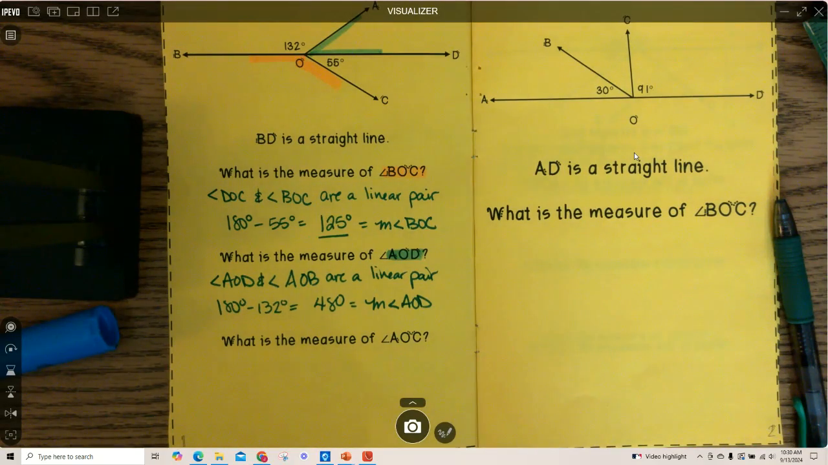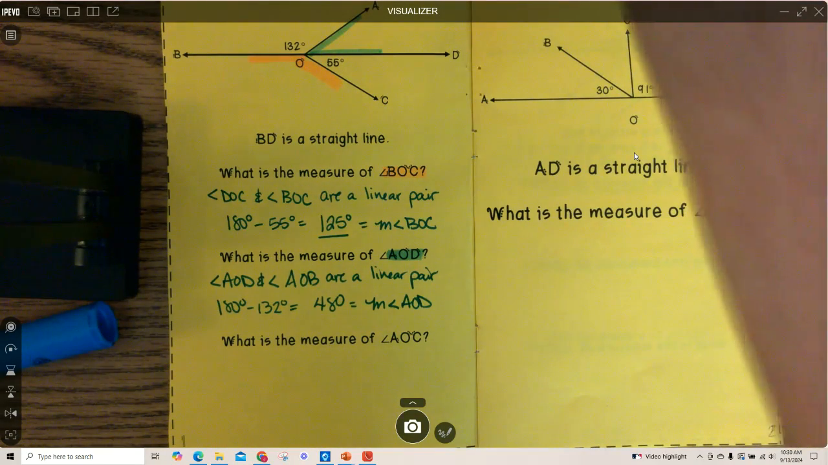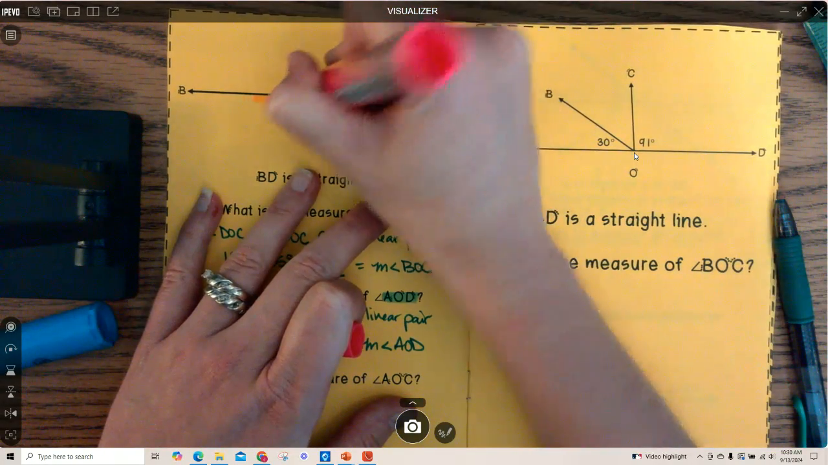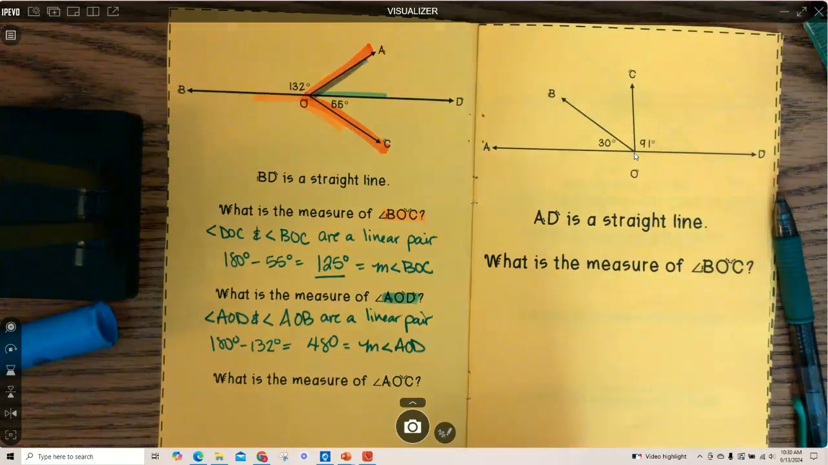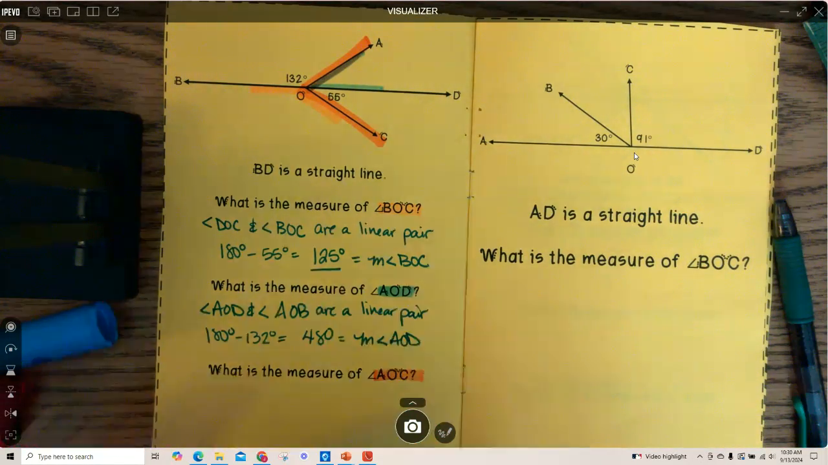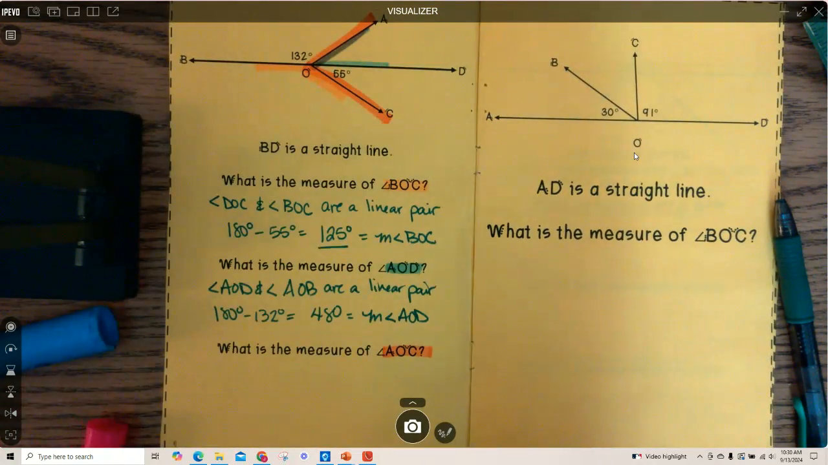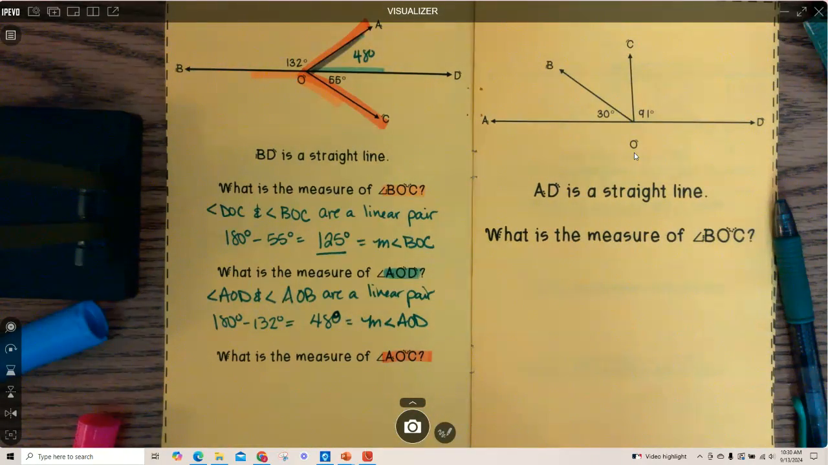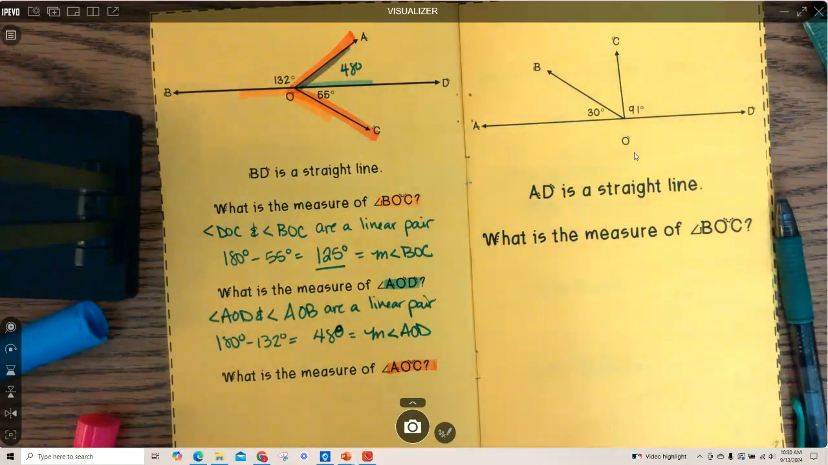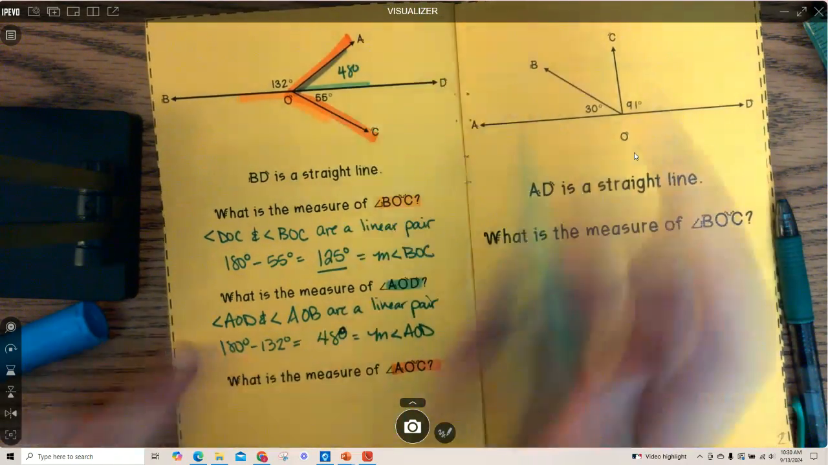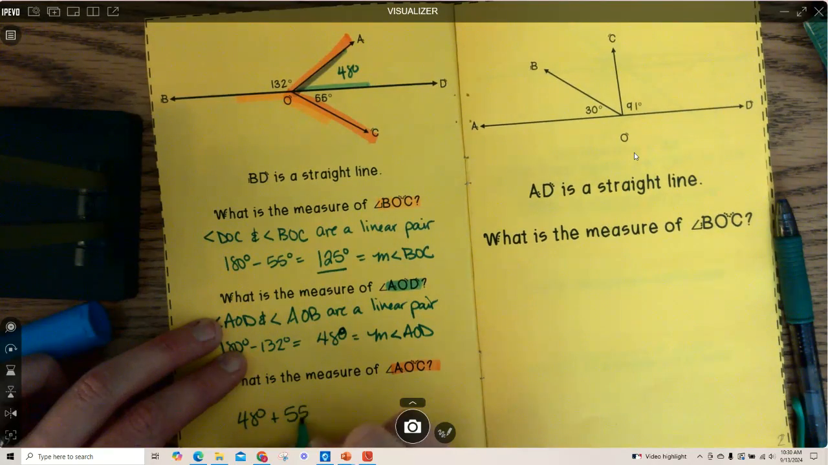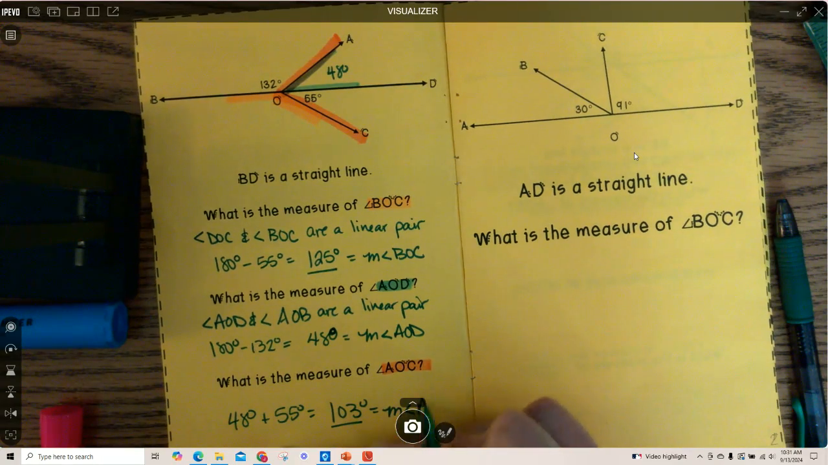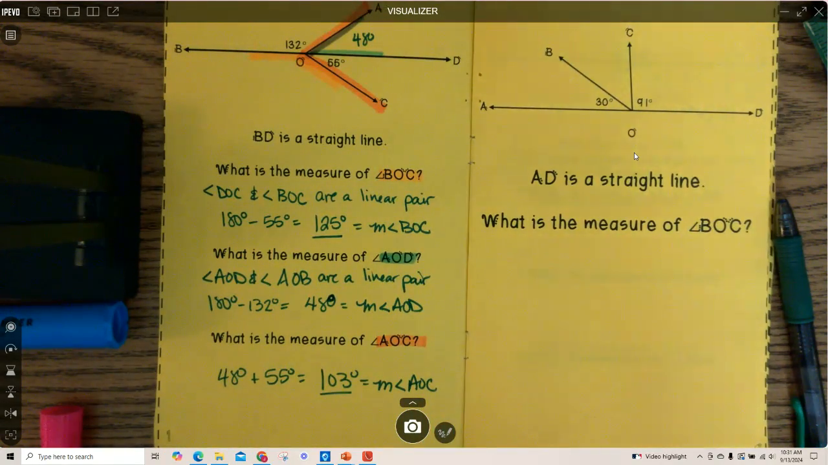All right, and then what's the measure of AOC? So this one, AOC. So that's that angle there. So we know what this one is. AOD is 48 degrees. Sorry, that degree sign looks a little wonky there. And so AOC would be adding those two together. 48 degrees plus 55 degrees equals 103 degrees. And that equals the measure of angle AOC. So you just kind of have to work your way through it.